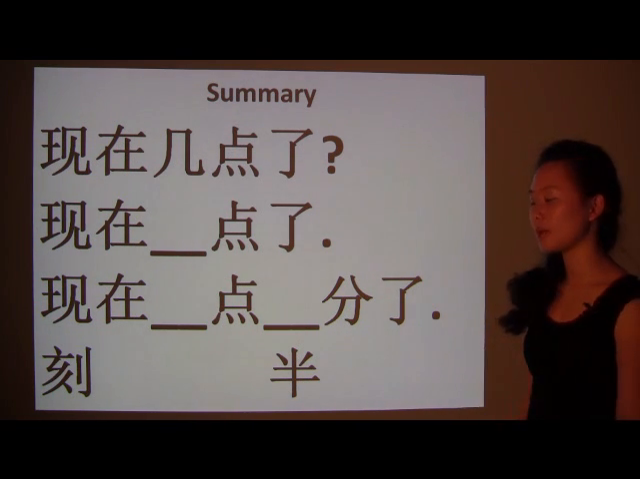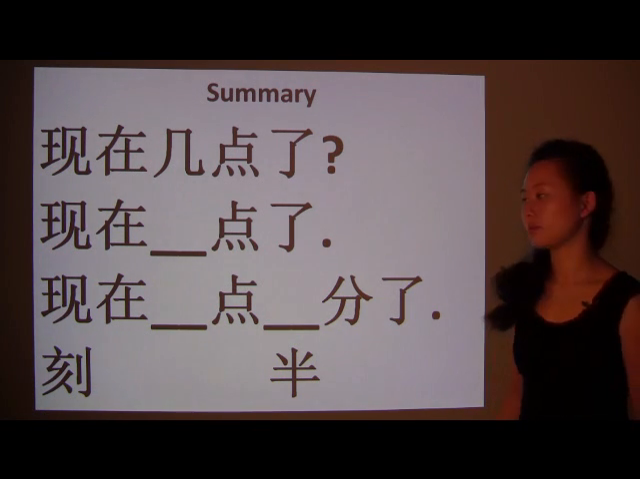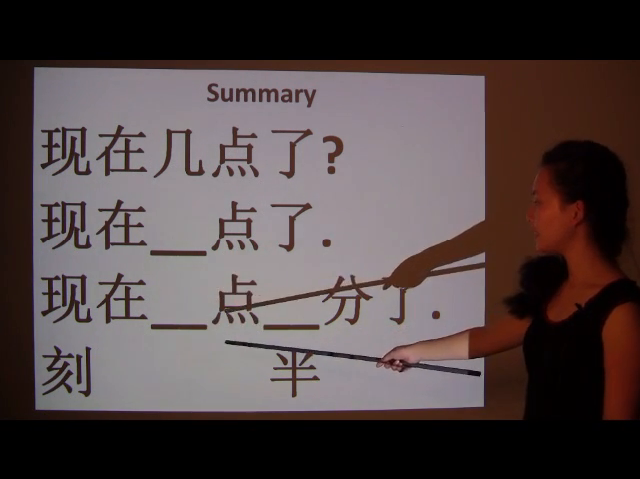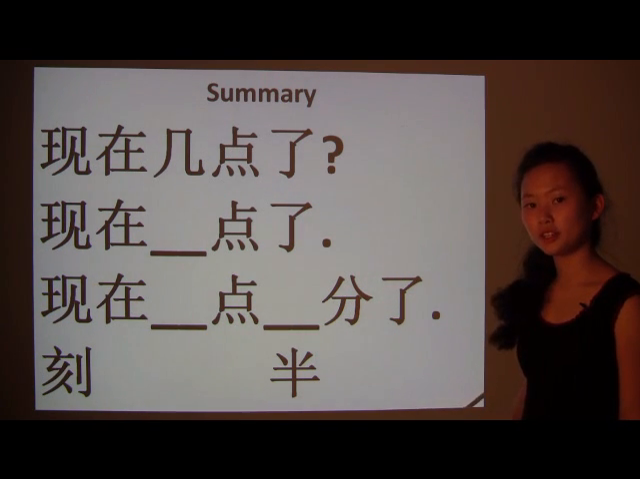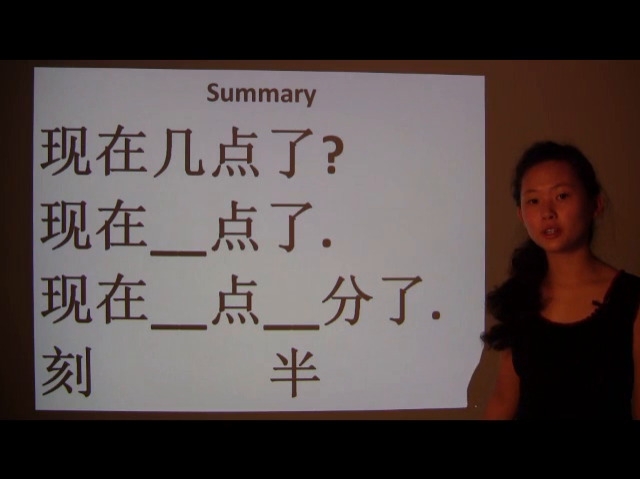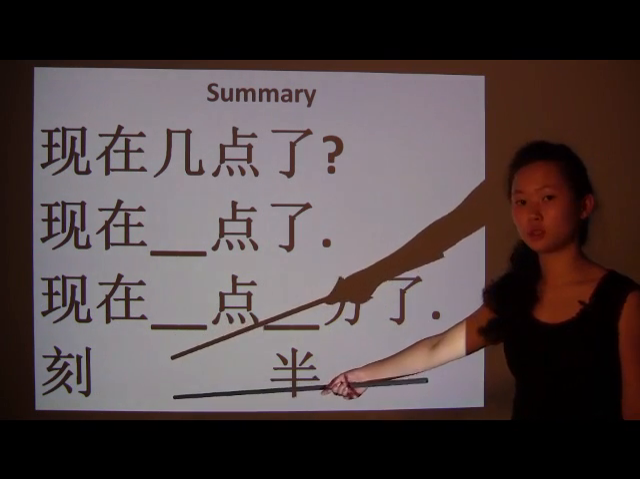And then if you want it to be even more complicated and give it in hours and minutes down to the exact time, say you want to say, it is 1:13. 现在1点13分了. 1:13. And those little quirks that help us to tell time easier, you have the 刻, which is the quarter.